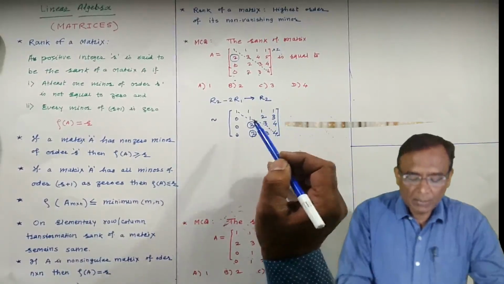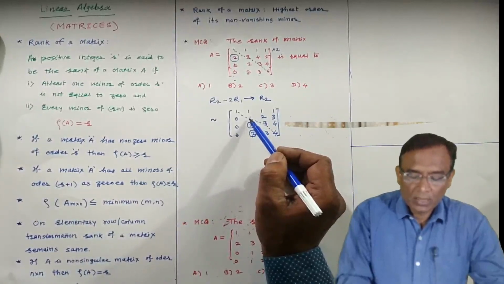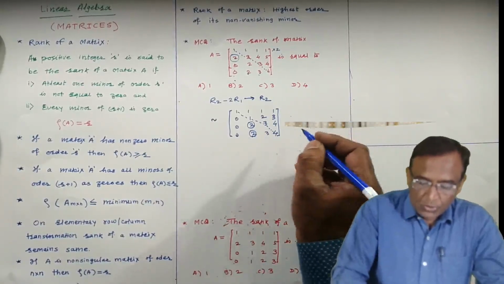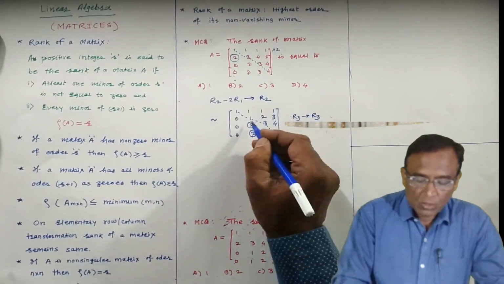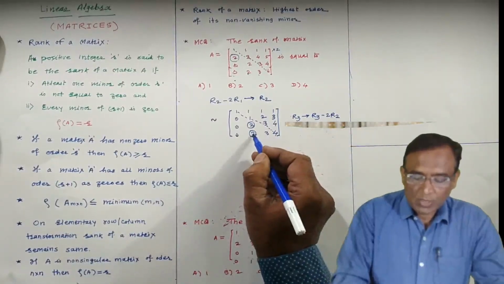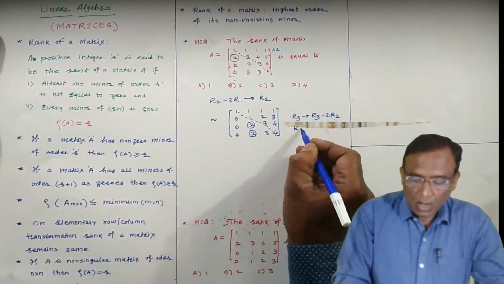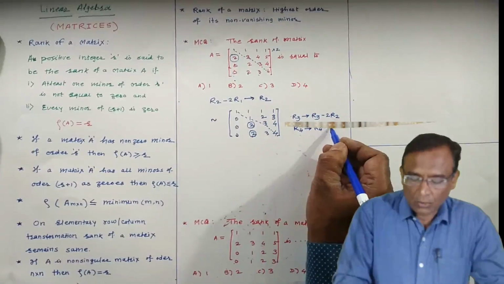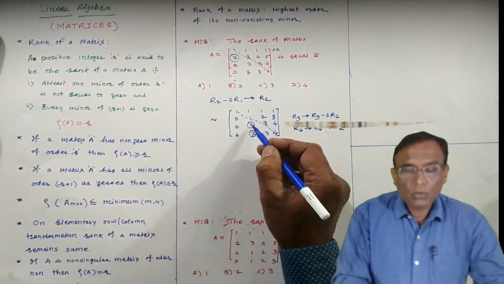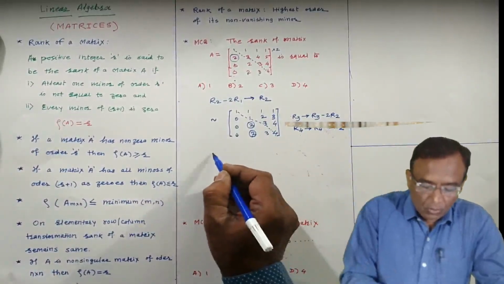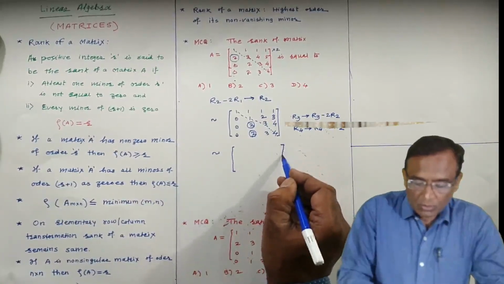And what is the leading element of the second row? The element on the diagonal is called the leading element. 1 is the leading element of the second row. So I want 0 at these two places. Which elementary transformation will I use? R3 minus 2 times R2. And at this place I want 0, this is the element of the fourth row, so R4 minus 2 times R2. When you bring the second column below diagonal element to 0, you have to make use of R2. See, this is very important. Now, this matrix is similar to the next one.